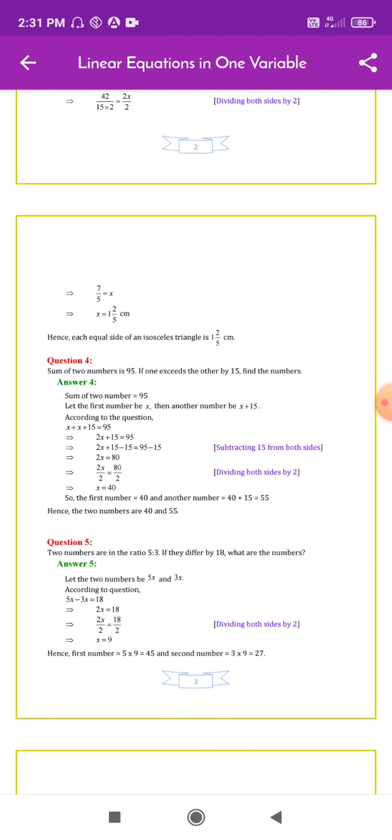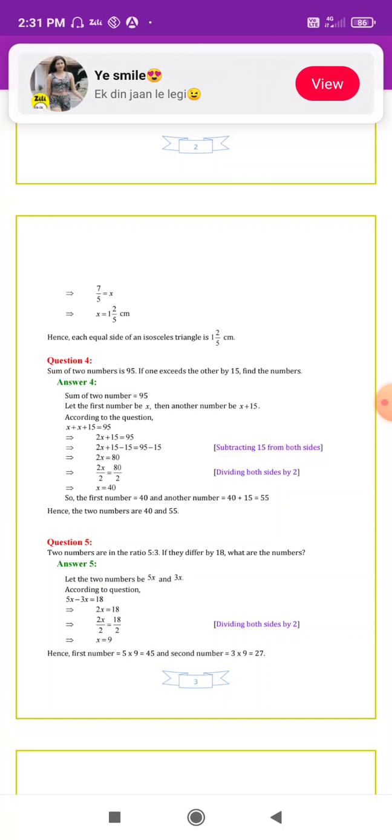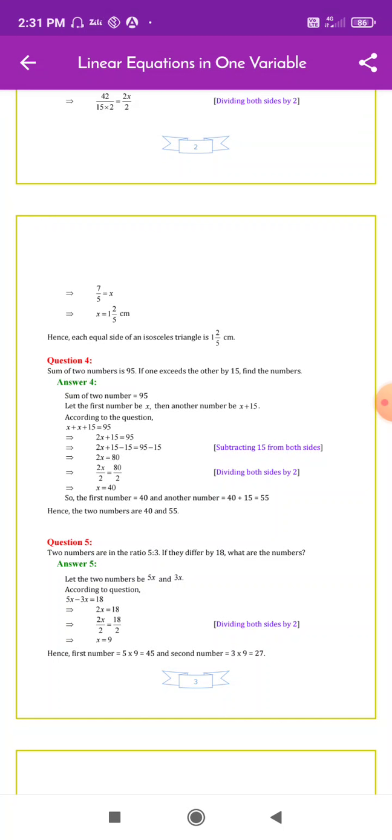So that's why we are just having x plus 15. Okay, now see, according to the question, x plus x means we have to add both the numbers. The sum is given, so we have to add both the numbers. That is x plus x plus 15 equals 95, that is 2x plus 15 equals 95.